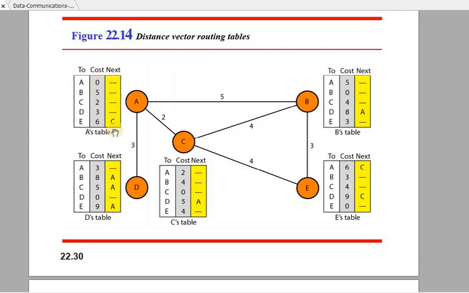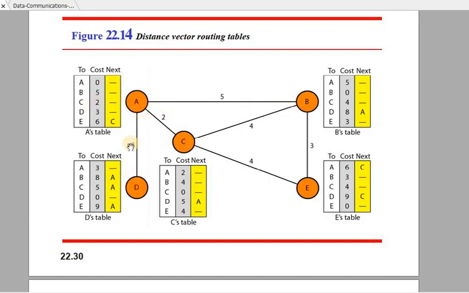So in a particular routing table, the components that we are going to have are the machines that we have to reach, then the cost associated with a particular path to reach that destination, and the next hop that has to be traversed. For example, if we take A, in order to go from A to A, the cost is 0 and we need not go to the next hop. Then in order to go from A to B, the cost is 5.